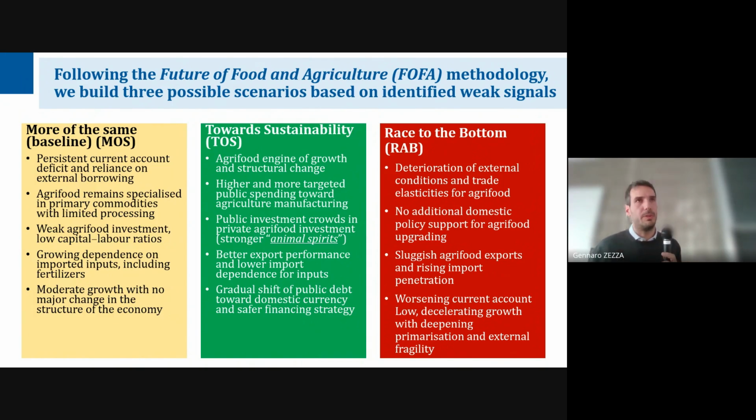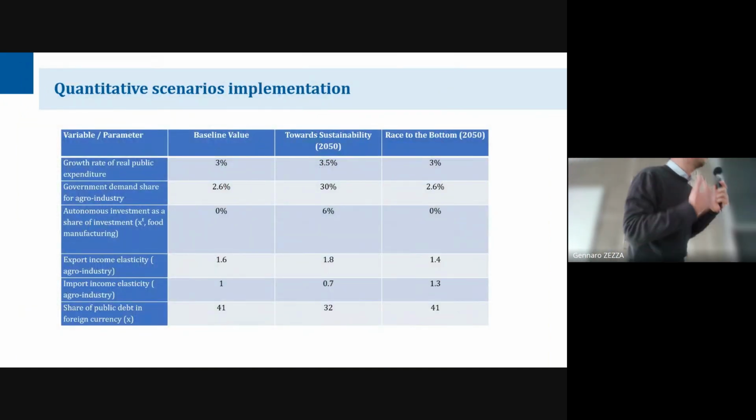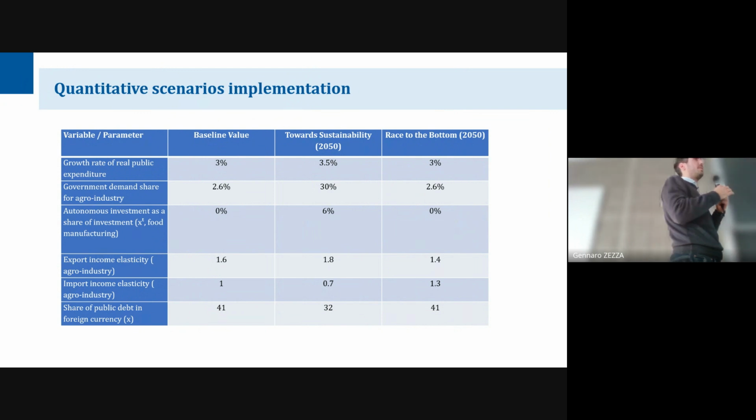The rest, to the bottom, I won't go into many details, it's just the opposite. So a world where you depend more on external inputs, a world where Colombia is not competitive anymore with its agri-food products, and a world where there is basically no investment from the public sector, and a focus mainly on primary products.